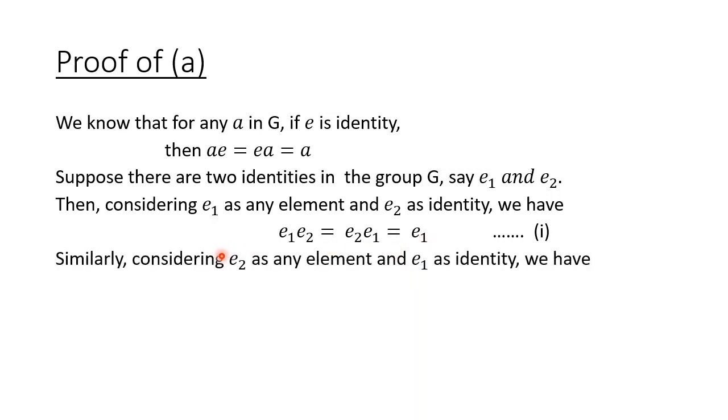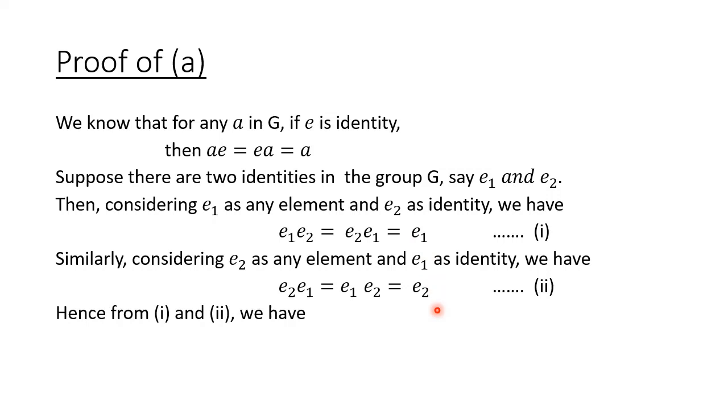Similarly, in the other way, you can consider E2 as any element and E1 as the identity. Using the definition of identity, we have E2 E1 is equal to E1 E2 is equal to E2. Here E1 is only acting as an identity, so it has no effect on E2. So the result will be E2. From these two equations, we see that E1 is equal to E2. So identity must be unique in a group.